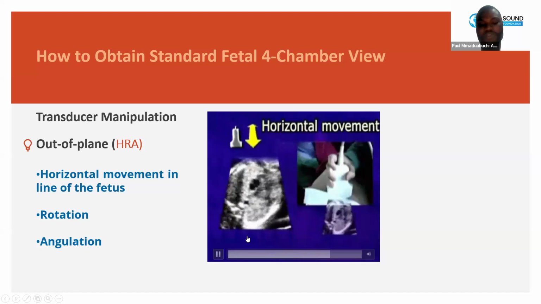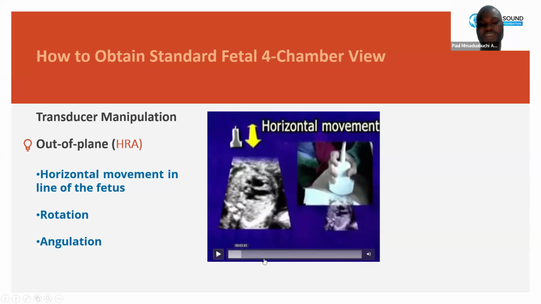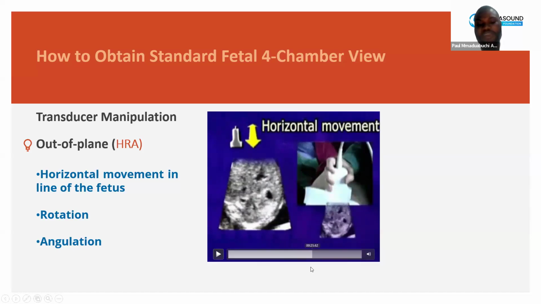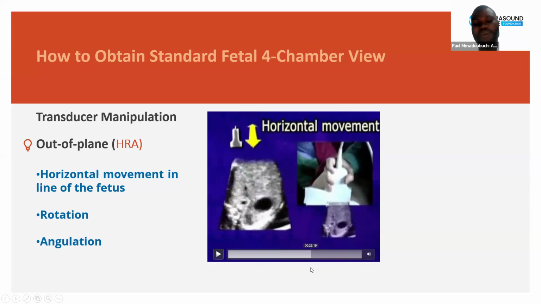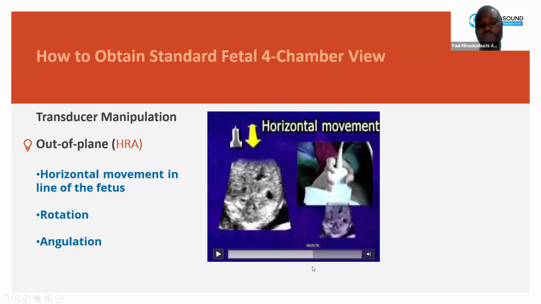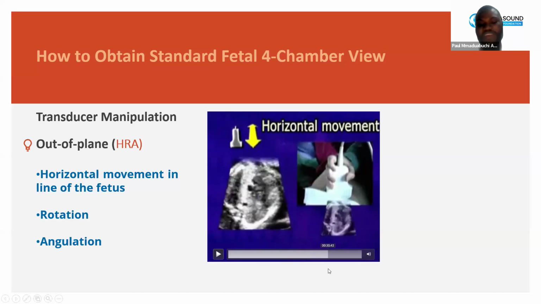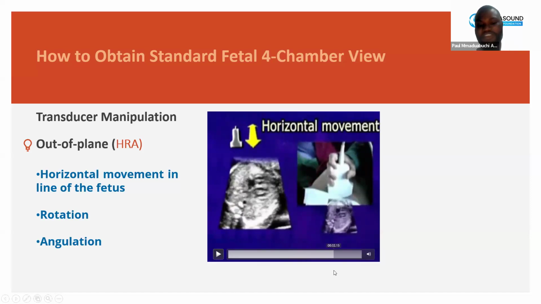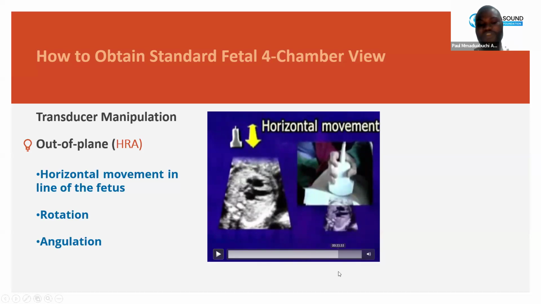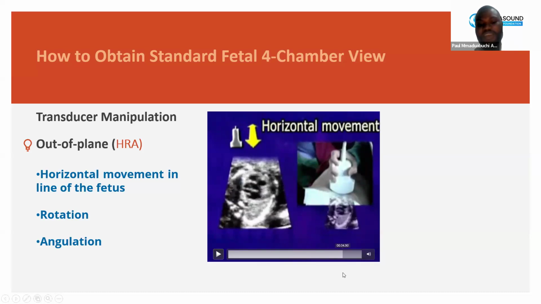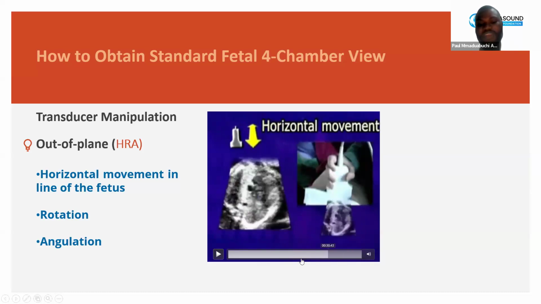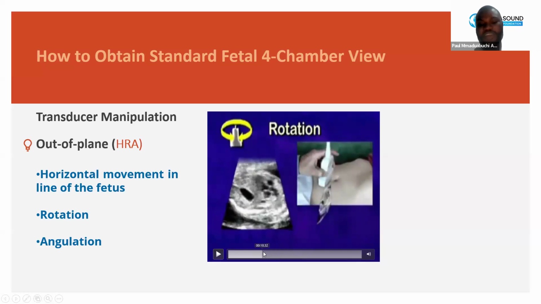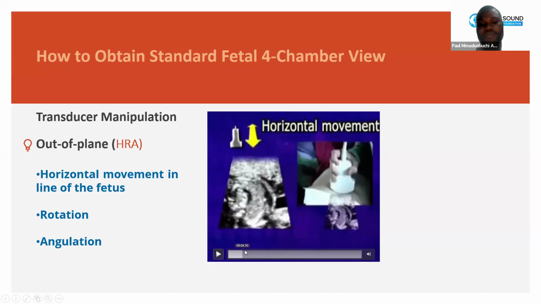So in this horizontal view, you can see that from the abdominal organs, you sweep, you move horizontally. While moving horizontally, you'll be able to visualize your four chamber. And from your four chamber, if you keep moving up, you will be able to visualize your three-vessel views and so on.